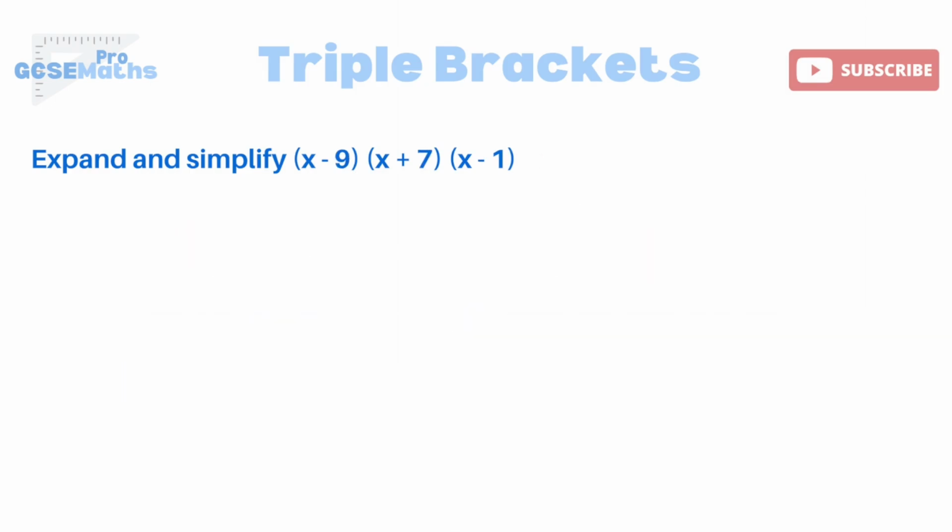Okay, if you feel like you've got the hang of it, then feel free to pause the video, have a go at this one yourself, and then check your answer afterwards. So we've got expand and simplify x minus 9, x plus 7, and x minus 1. So we've got 2 negatives now. So it just gets to a point where it is very repetitive, isn't it?